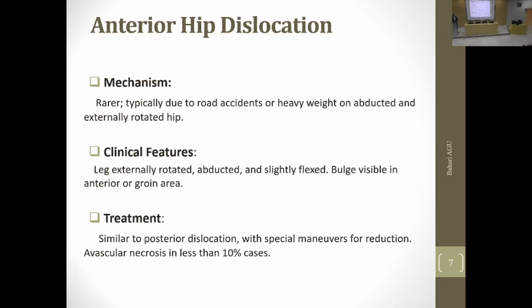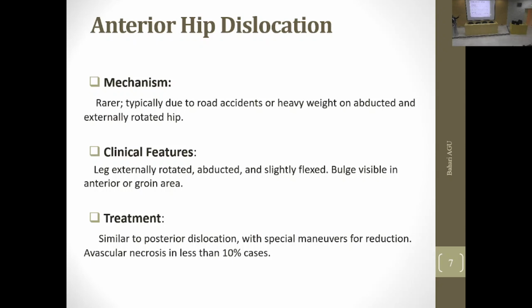Anterior hip dislocation is rare, and it also occurs with the mechanism of high energy trauma, and the position of the limb will be the opposite of that of the posterior. If it goes posterior, the limb will rotate more internally, and if it goes anteriorly, this will cause the limb to rotate externally.